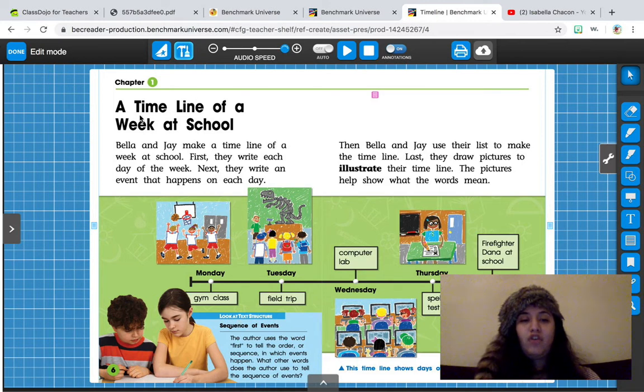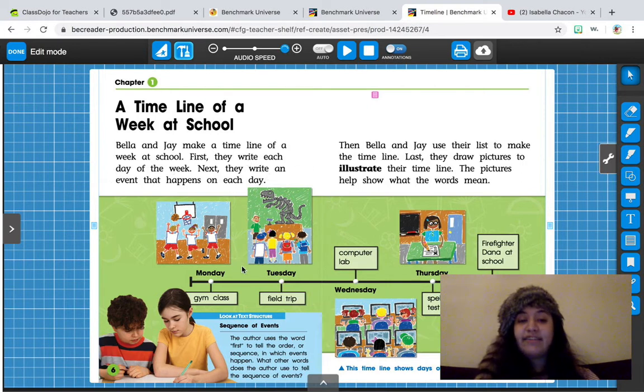Okay. So Bella and Jay make a timeline of a week at school. So here's Bella and here's Jay. First, they write each day of the week. So they wrote Monday, Tuesday, Wednesday, Thursday, Friday. Next, they write an event that happens on each day.